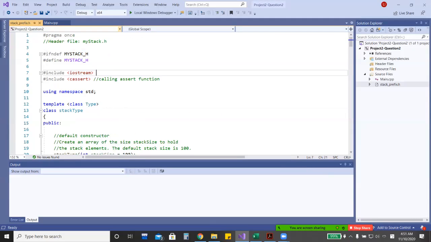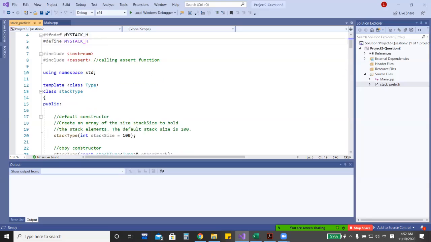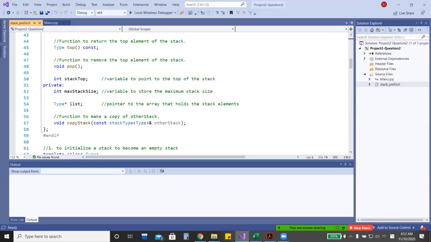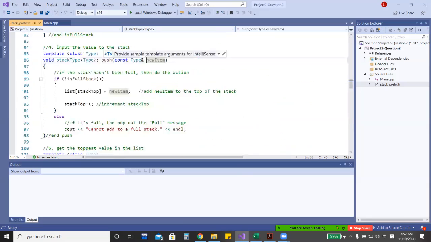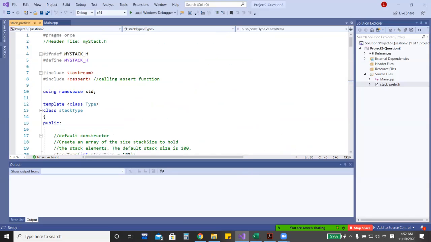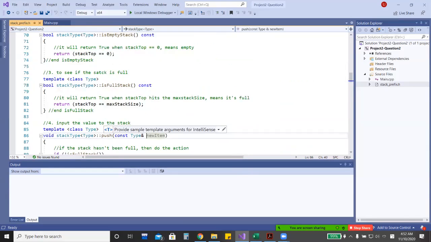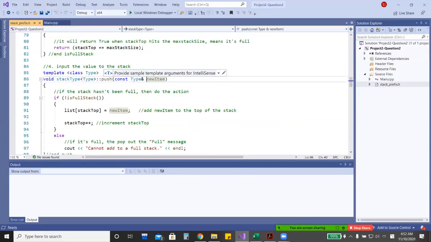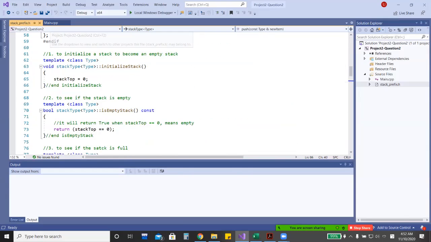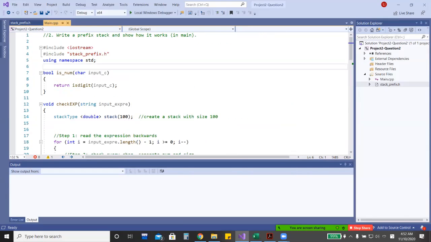Right now I have a mystack.h, which is the stack class that I used for question number 1. In this video I'm not going to explain all of this again, because I already explained it in my question number 1 video. But here we are going to use some important functions from it. Right now I'm just writing the main function.